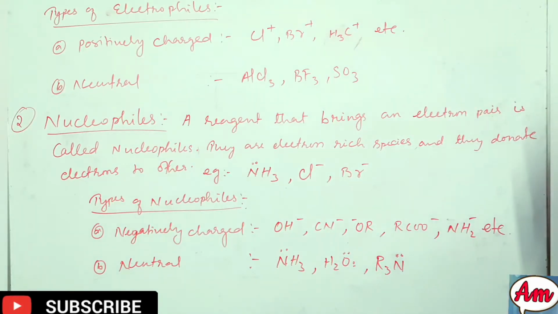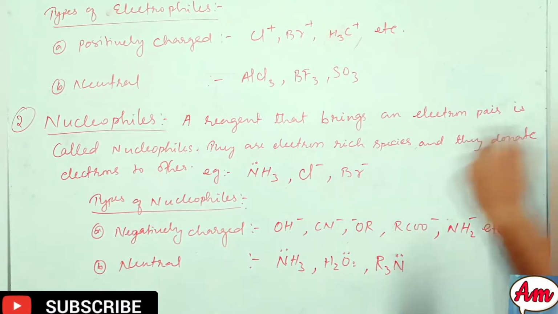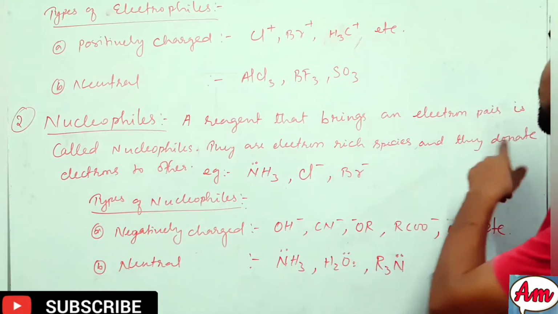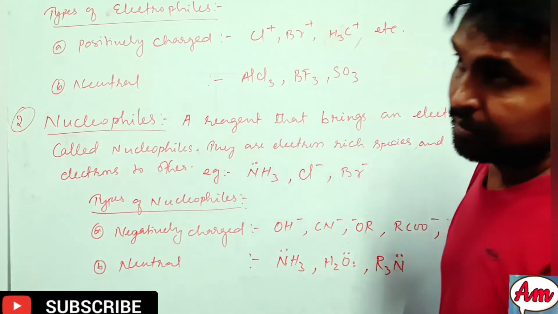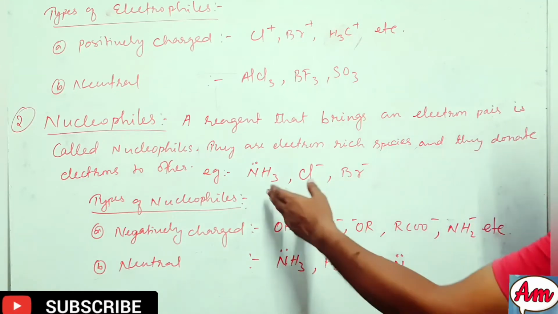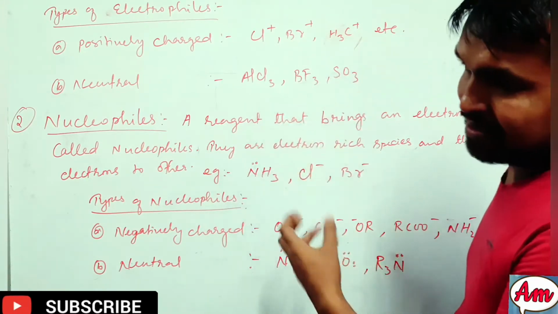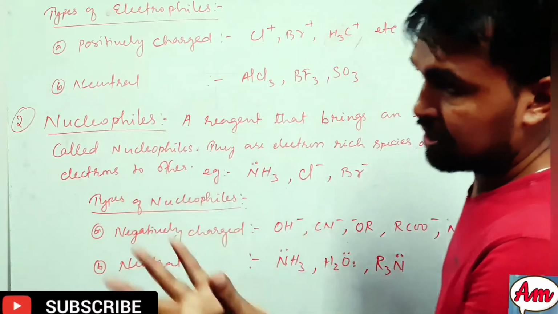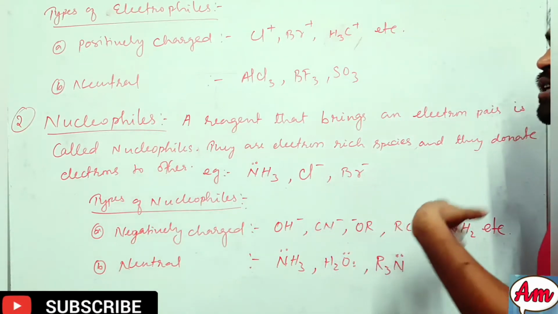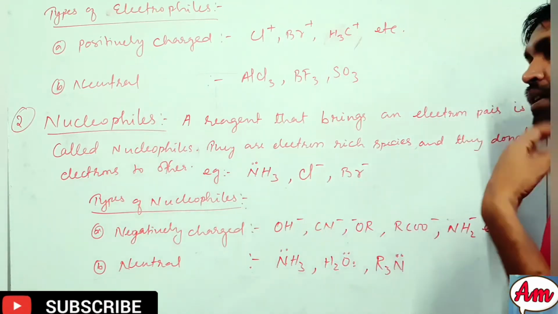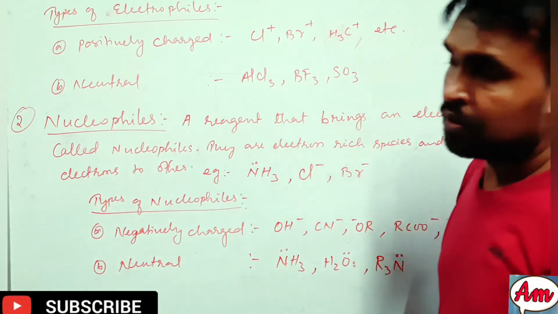Okay, nucleophiles. So nucleophiles are what? Electron donors. So they are electron rich species and they donate the electrons to others. Example NH3, here the 2 electrons are excess, so they want to give to others if somebody is in need. Cl negative, they also have an excess of electrons, they want to donate. Br negative, they also have an excess of electrons, so they want to donate.